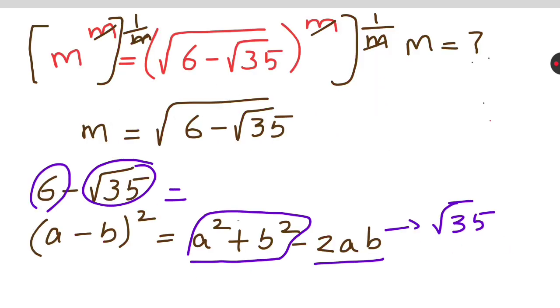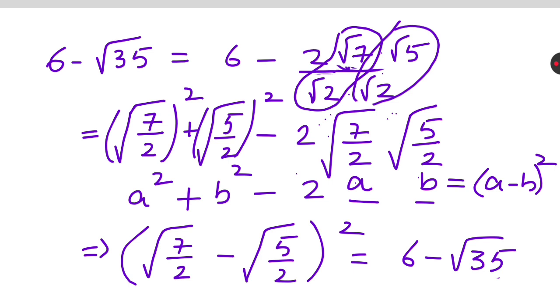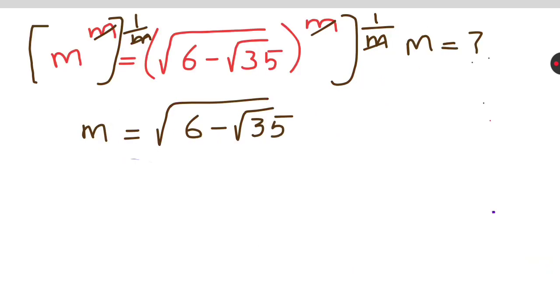But we have square root of 6 minus root 35. So we have a square root here. That's why let's take the square root on both sides. After taking the square root on both sides, the square and square root get cancelled. So we are left with only square root of 7 over 2 minus square root of 5 over 2. So this is the result for the m value. This is the m value, no? So the m value is square root of 7 over 2 minus square root of 5 over 2.